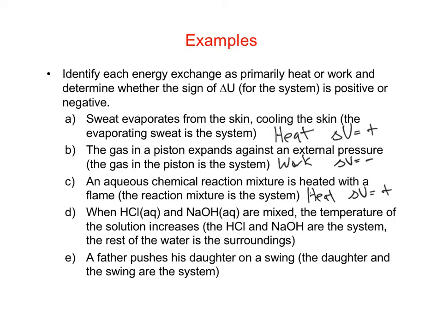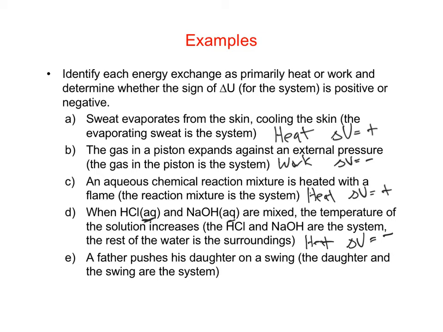In our next one, when we mix hydrochloric acid and sodium hydroxide, and these are aqueous solutions, the temperature of the solution increases. In this case, we're told that the HCl and the NaOH are the system, and so the rest of the water that makes up the solution is the surroundings. The temperature of the solution increases, so the surroundings are gaining energy. That means the system must be losing energy. So the HCl and the NaOH are losing energy when they react, and that's increasing the temperature of the water around it. So this is going to be primarily heat, and in this case, delta U is going to be negative.